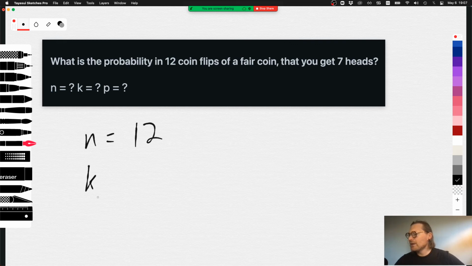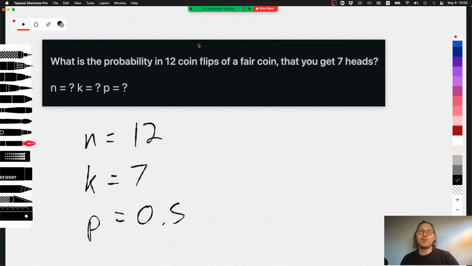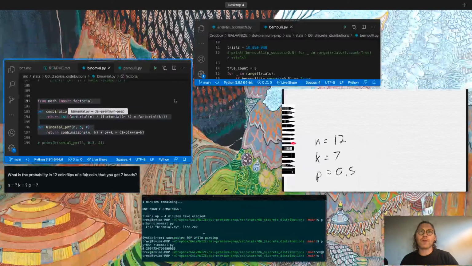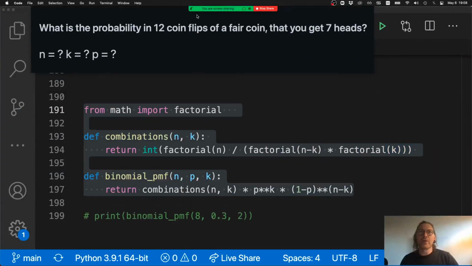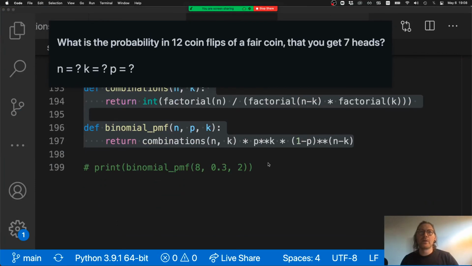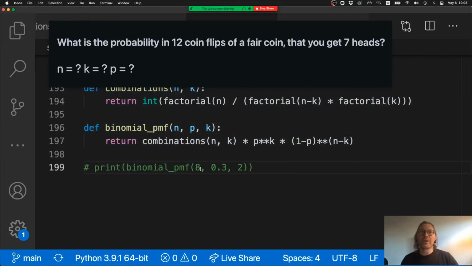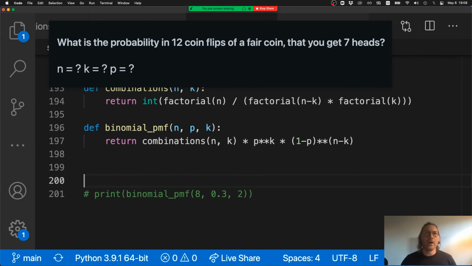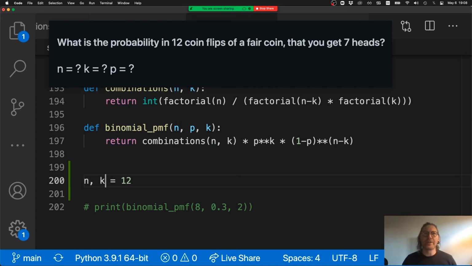What is our k? That's 7. What is our p? That's 0.5. It's a fair coin. So if we want to apply our function, we've got this binomial PMF function right here. We can just plug these values in, right? We can just say, okay, n is 12, k is 7, and p is 0.5.